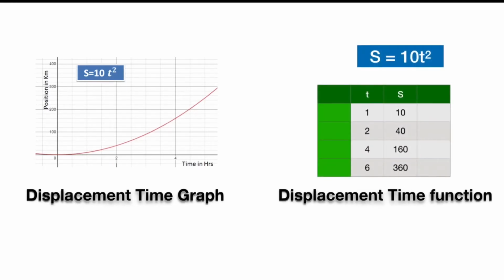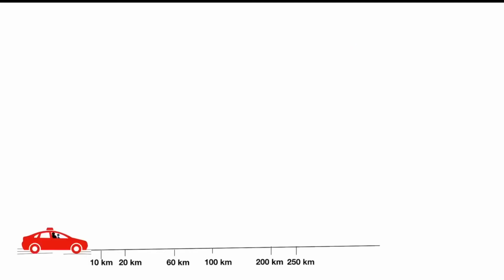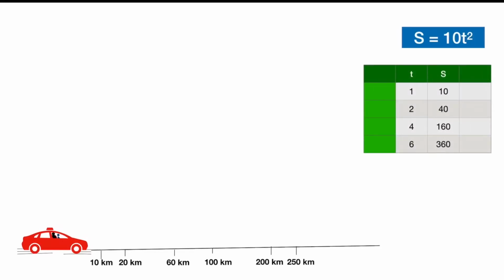Let's take an example to understand what is instantaneous speed or velocity. Here a car motion is given by the relation s equal to 10 t square, where s is the displacement and t is time. Now if I put the value for t as 1 hour, 2 hours, I will get the position of the car at that instant of time. So here I have put the value t equal to 1, the displacement is 10 km. For time 2 hours, displacement is 40 km and so on.